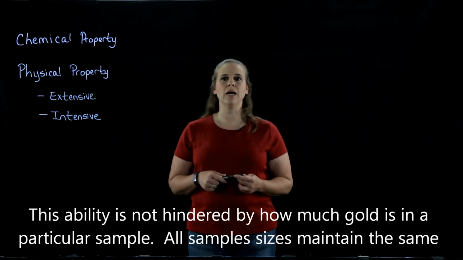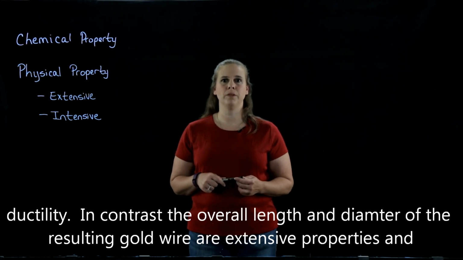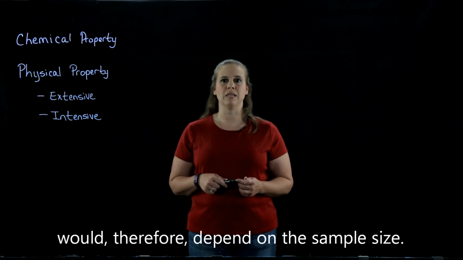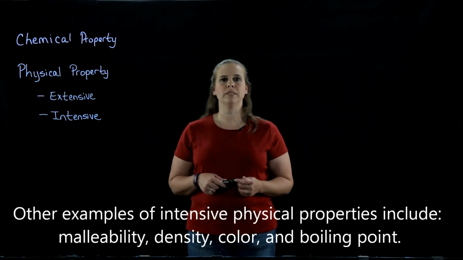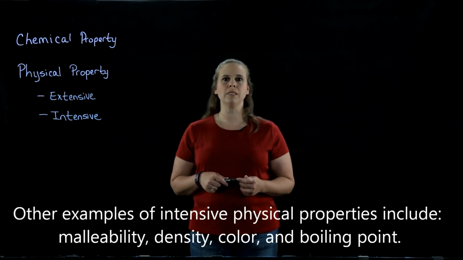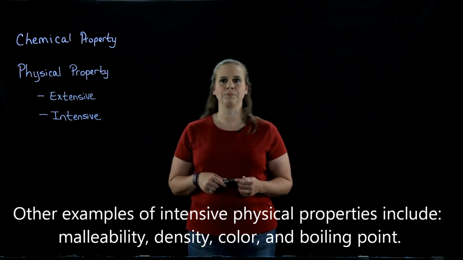This ability is not hindered by how much gold is in a particular sample. All sample sizes maintain the same ductility. In contrast, the overall length and diameter of the resulting gold wire are extensive properties and would, therefore, depend on the sample size. Other examples of intensive physical properties include malleability, density, color, and boiling point.